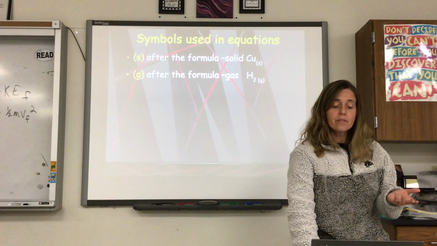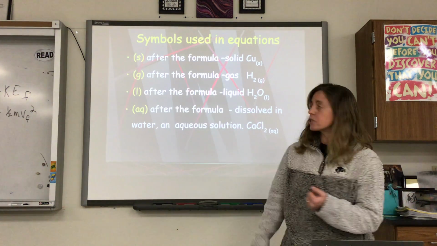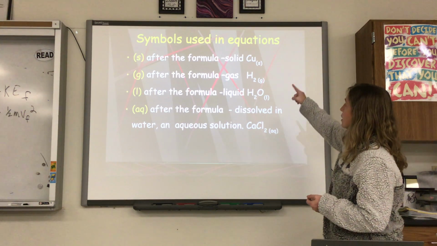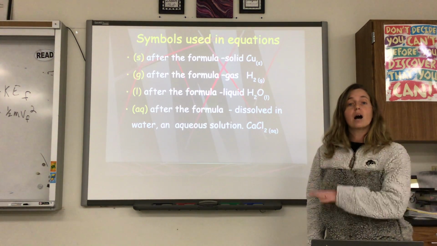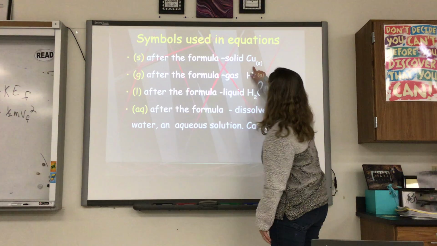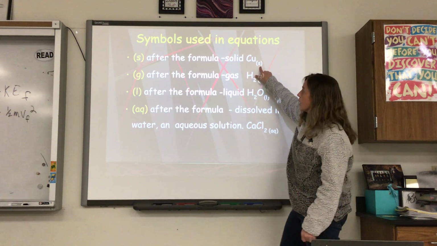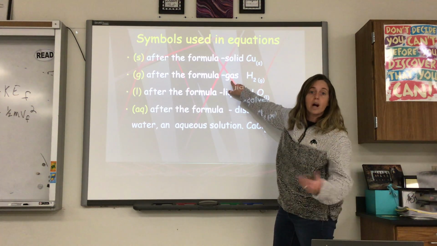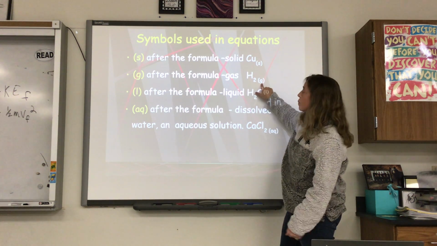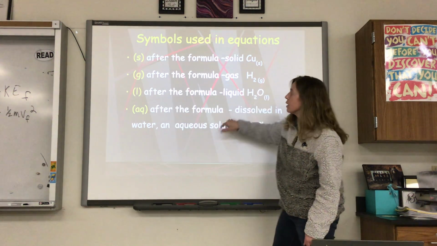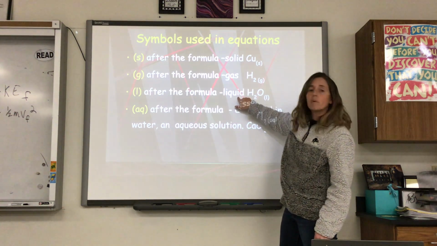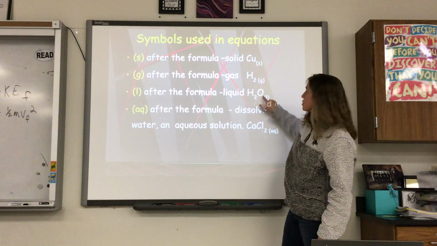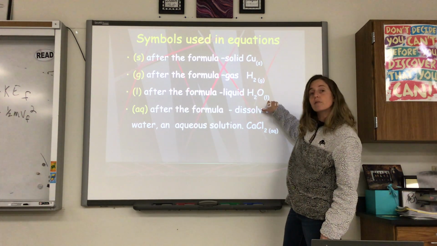Now, there are different symbols that we use in our reactions. S means that after the formula, it's a solid. So if it says solid copper, you would write Cu with an S. If it tells you that it's gaseous hydrogen or hydrogen gas, you'll put a G for gas. If it says it's liquid water or liquid H2O, you're going to put an L for liquid.